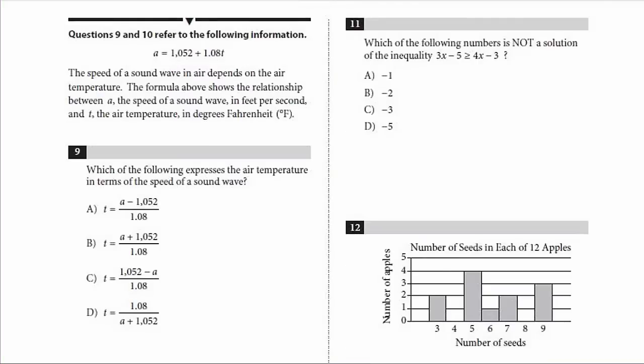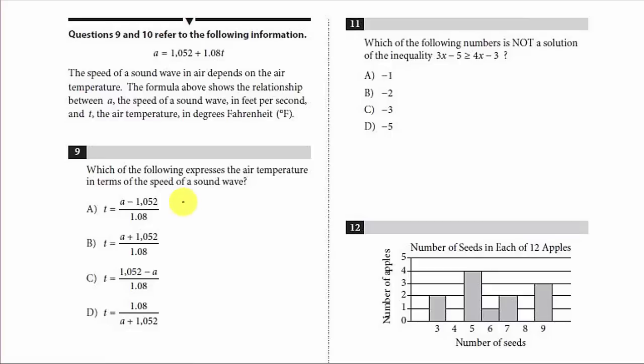All right, so questions 9 through 10 refer to this. It says A equals 1052 plus 1.08 T. The speed of a sound wave in air depends on the air temperature. The formula above shows the relationship between A, the speed of a sound wave, in feet per second, and T, the air temperature, in degrees Fahrenheit. Which of the following expresses the air temperature in terms of the speed of a sound wave?